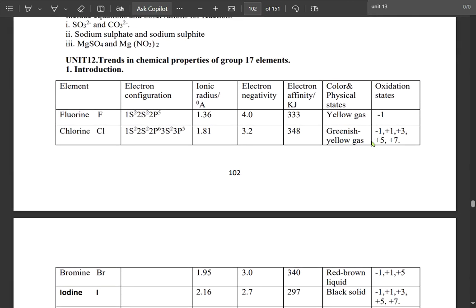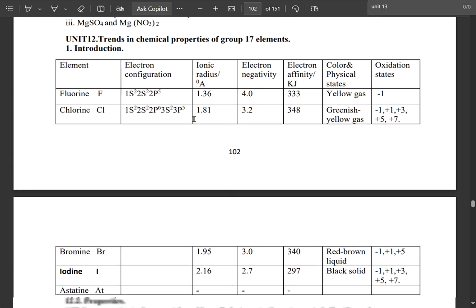You can see it's 1s2, 2s2, 2p6, 3s2, 3p5. So we can see the highest energy level is 3, and the orbitals are s and p, and they have the superscripts 2 and 5. So this is the general electronic configuration of chlorine and all group 17 elements in common.